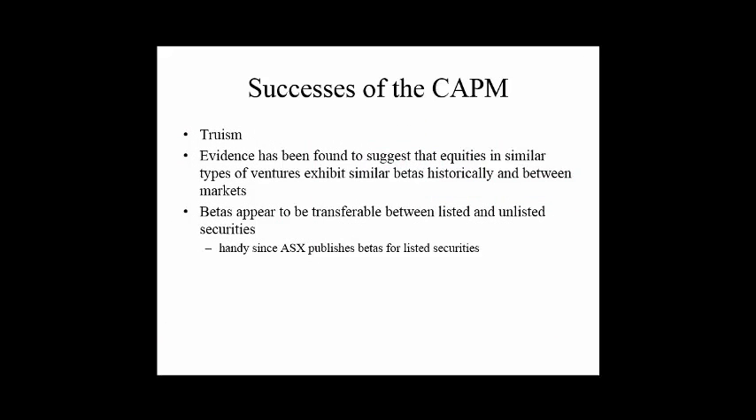The CAPM model is a very important model because it is both used by stock exchanges and share analysts. It has the advantage of being based on a simple truism, and there has been significant evidence to suggest that equities in similar types of ventures exhibit similar betas both historically and between markets. As we've mentioned, betas also appear to be transferable between listed and unlisted securities, which is very useful considering we do have the published betas for ASX listed securities.